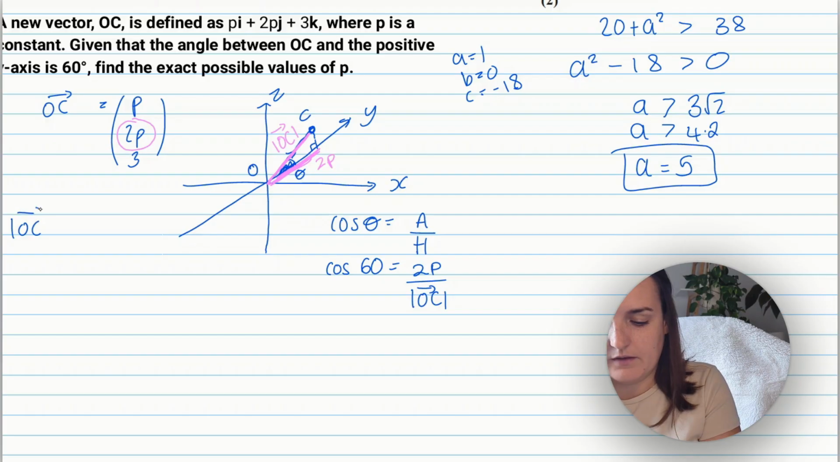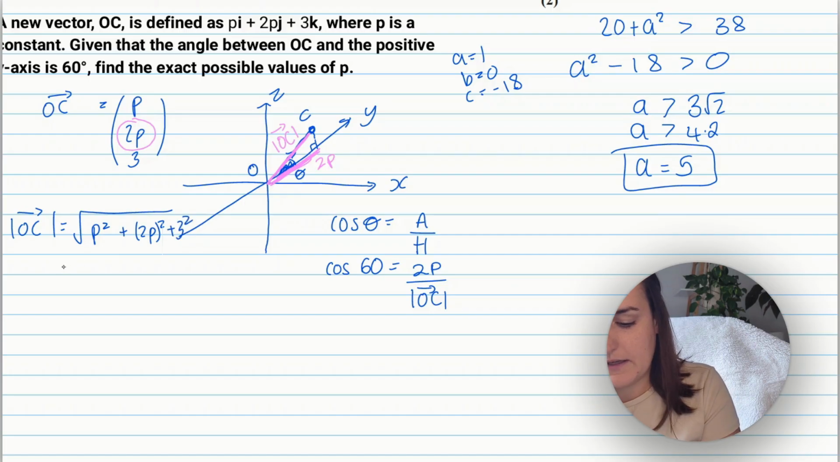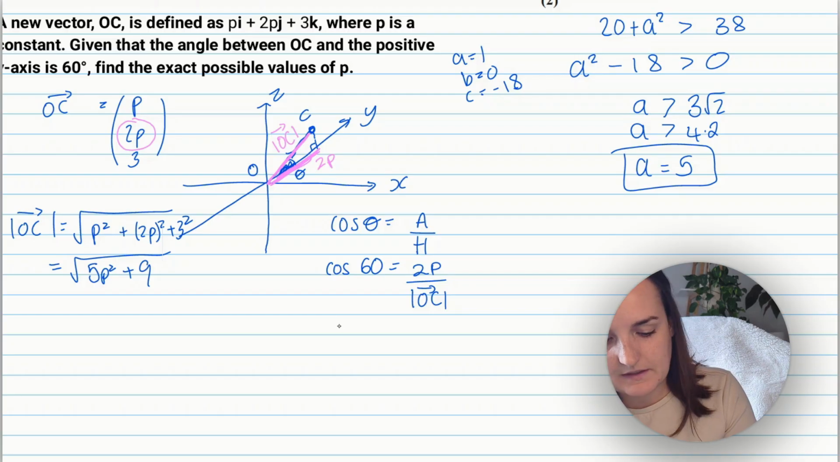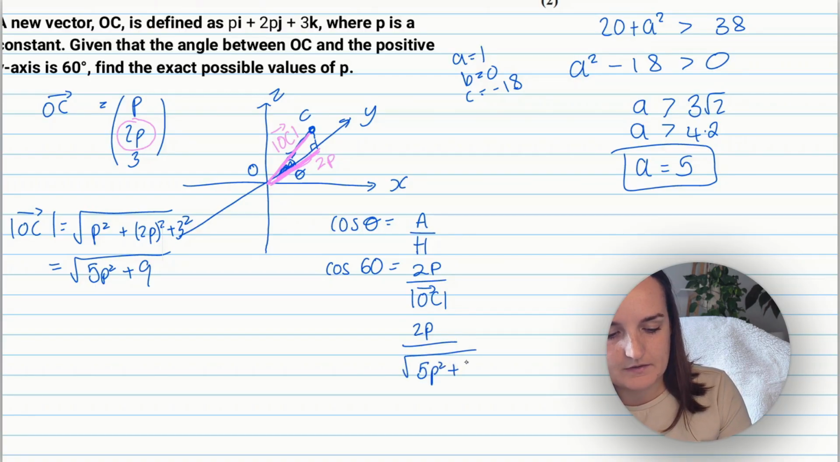So let's do this over here. And we're doing the same thing. So we've got P squared plus 2P squared, don't forget to put that in brackets, plus 3 squared. Now that comes out as 5P squared, because that's 4P squared, plus 3 squared is 9. Okay, so we've got that. So we can replace our OC here. So this side becomes 2P over the square root of 5P squared plus 9.